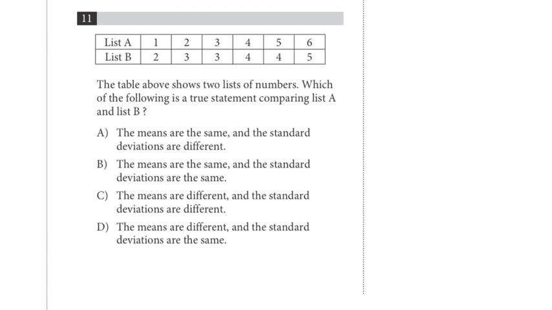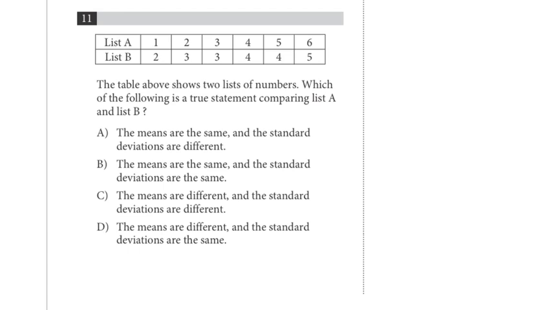Number 11. The table above shows two lists of numbers. Which of the following is a true statement comparing list A and list B? It talks about the two lists. The means are the same and the standard deviations. Well, to find the mean, it's the same as the average or the arithmetic mean. We add up the numbers and divide by how many items there are.